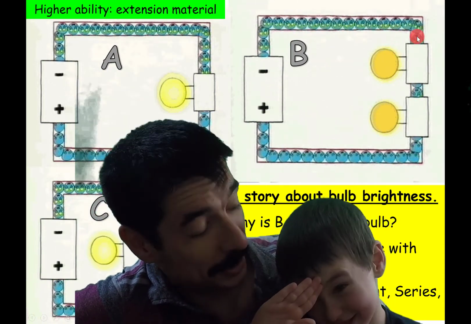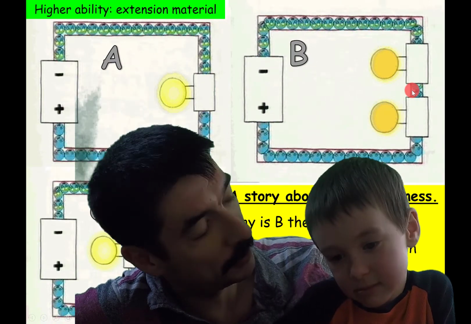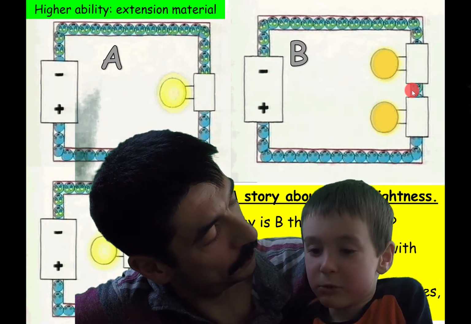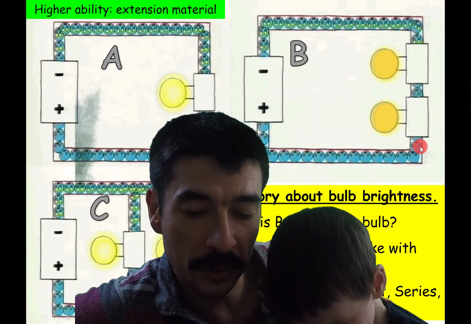Came in with 2 and left with 1. What's the voltage drop on that bulb? It'll be 1. Okay. Came in with 1 bag. Left with none. What's the voltage drop on that bulb?